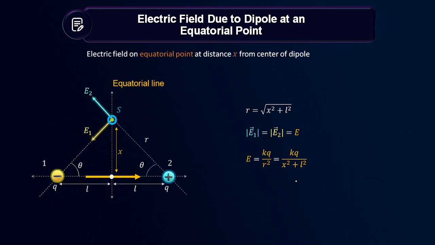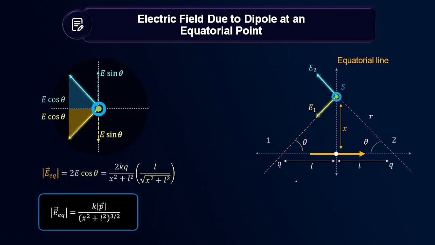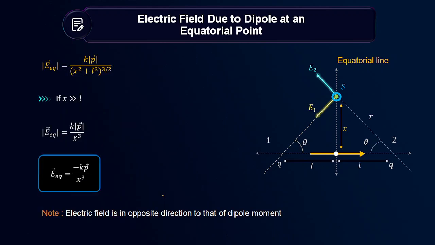So let us see. R is given, E1 and E2 are the same. So we can write E equals KQ by R square. We can put in the values, and at this equatorial point, this angle is theta, so this angle is also theta. Along the horizontal direction, we have E cos theta, E cos theta, so it becomes 2E cos theta. The vertical part, E sin theta, will get cancelled, and then we can simplify. So this is the electric field at the equatorial point due to the dipole. Now if x is much larger compared to L, we can neglect this L part and we get x cube. So this is the formula you need to remember.